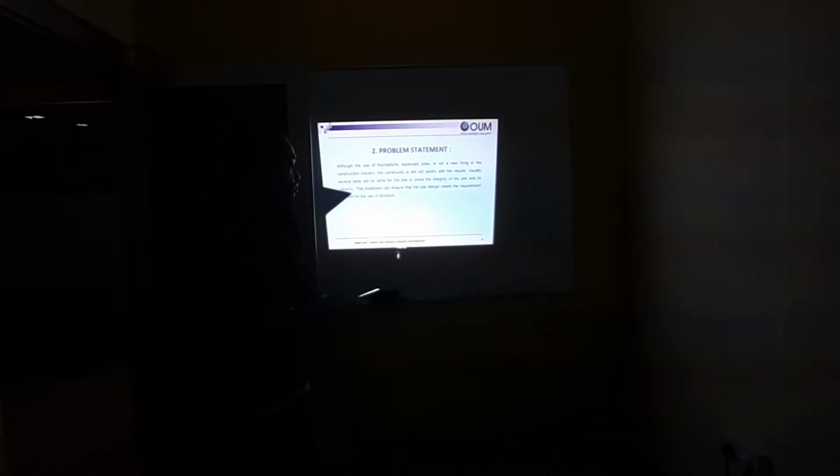Problem statement. Although the use of foundations, especially piles, is not a new thing in the construction industry, the community is still not satisfied with the result. Usually, several tests will be done for the pile to show the integrity of the pile and its capacity. This prediction can ensure that the pile design meets the requirements for the use of the structure.